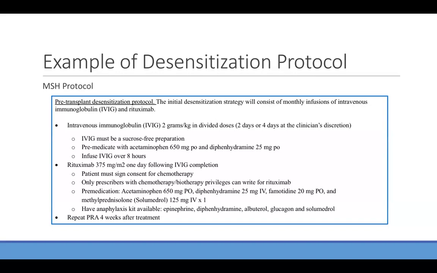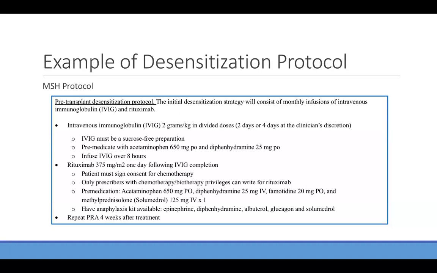Following the IVIG completion, we will give rituximab at 375 milligrams per meter squared. The patient must sign consent for chemotherapy as it is considered chemotherapy. Also, only prescribers with our chemotherapy privileges can write for this order. And this also requires pre-medication with Tylenol, Benadryl, famotidine, and Solu-Medrol because it can cause cytokine release syndrome and it can cause infusion reactions. And we need to have an anaphylaxis kit available.